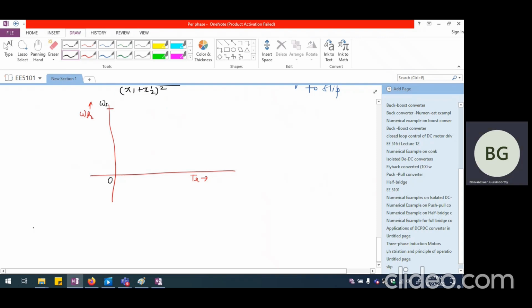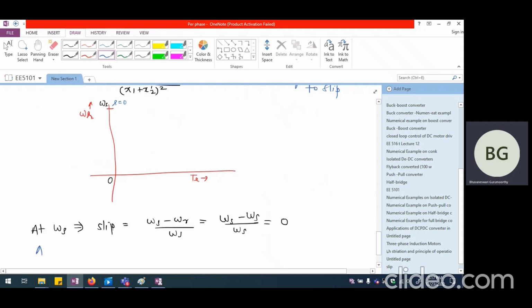So at synchronous speed, slip equals omega S minus omega R divided by omega S. So this is going to be omega S minus omega S divided by omega S. So this is going to be 0. So slip is going to be 0. So when the speed is omega S, here slip is 0.